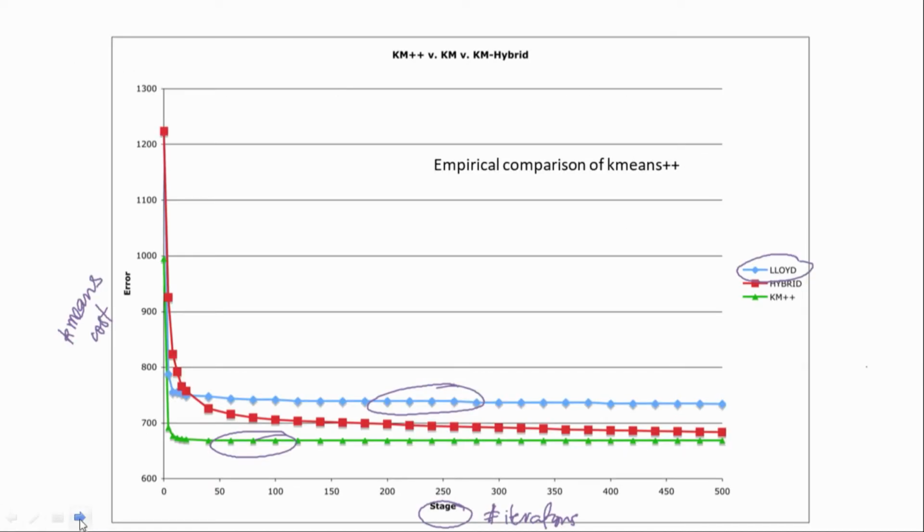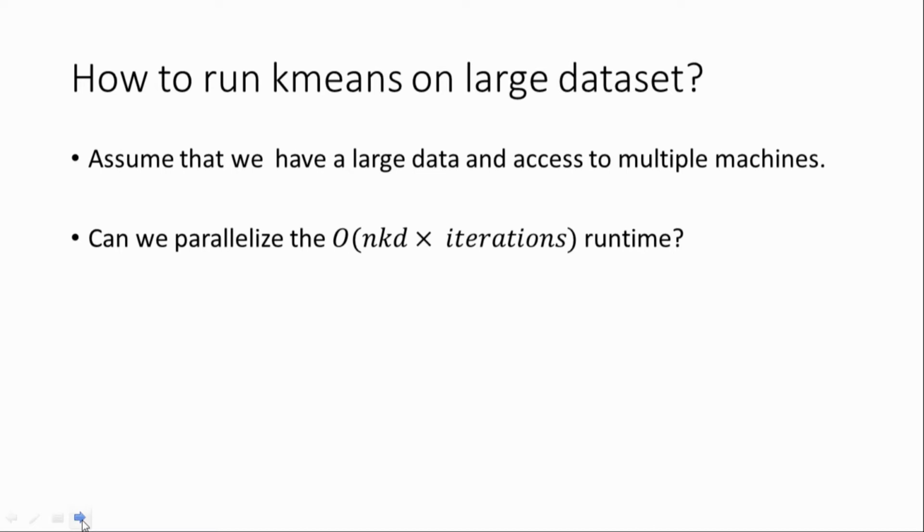Okay, so the next question is this. All this is nice, but look at this: we have nkd times the number of iterations. You are all budding data scientists, so you're not going to work with small n and small d, right? Think of, let's say, an English corpus where n is 1 million. The number of words in the English dictionary is about 100K, maybe 50K. You include all bigrams and so on. So nkd, and k is, let's say, 1000.